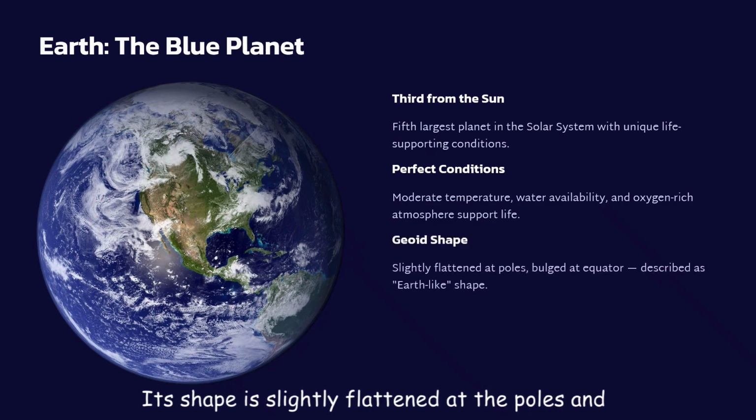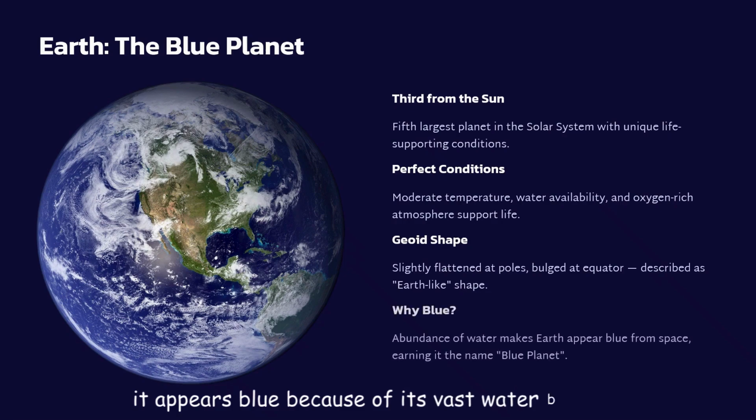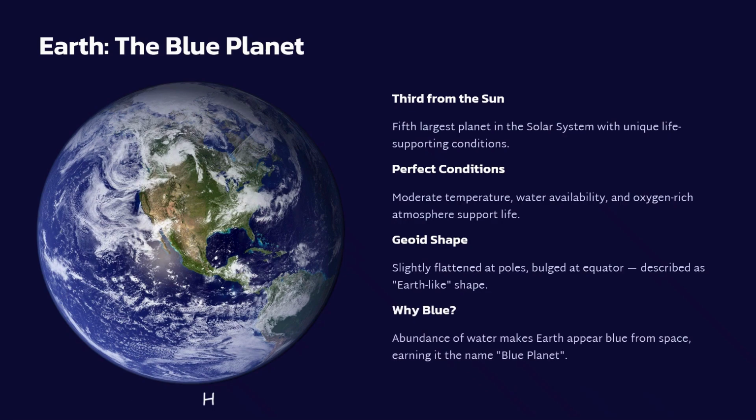Its shape is slightly flattened at the poles and bulged at the equator. We call this a geoid shape. And from space, it appears blue because of its vast water bodies. Hence, it got the name Blue Planet.